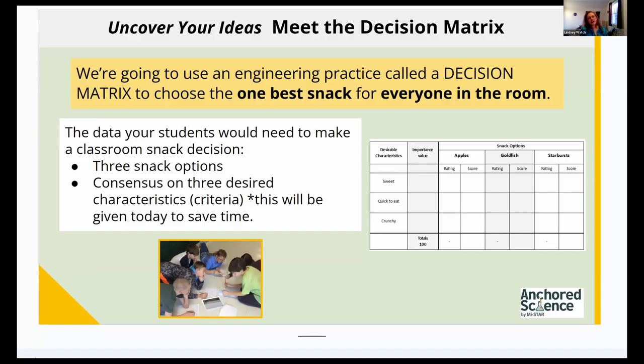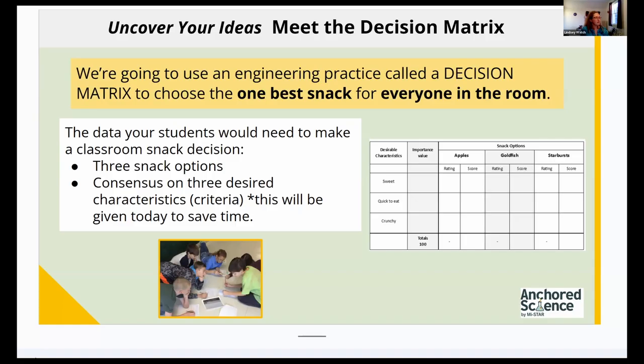In the session, we provided the criteria that the participants ranked the snacks on. So our criteria were sweet, quick to eat, and crunchy. You might want to take the time with your students in the class to develop those criteria. It's up to you again, how much time you have and how much practice you'd like to give your students on developing good criteria, or if you just need to get to that decision, you might want to preload those for them.